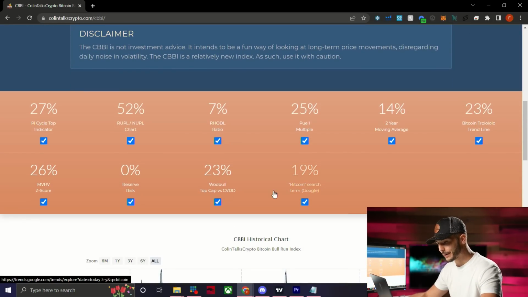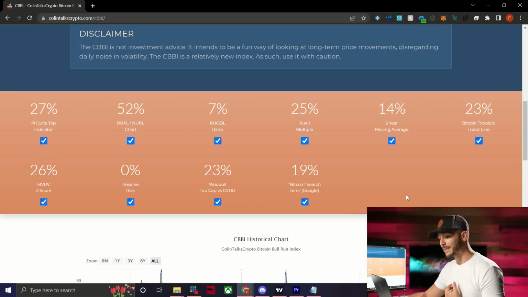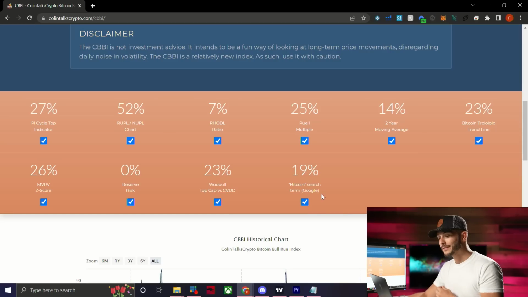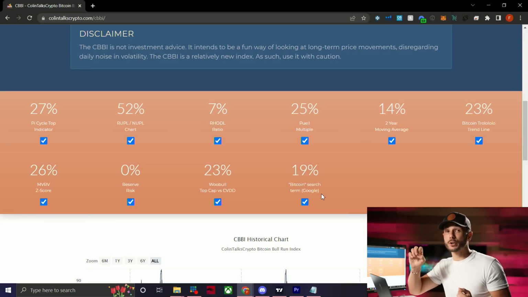Now, if we continue down a little bit here, you can actually see the 10 different metrics that go into calculating this chart that we're about to take a look at. So you can see here you have the Pi Cycle Top indicator, the NUPL chart, the RHODL ratio, you got the 2-year moving average. I actually really like this one. They include the Google search term analytics for the word Bitcoin, which I think is a very good thing for them to incorporate because, as you'll see in a few minutes, if you look at the Google search analytics for the word Bitcoin, you will notice that when the search term analytics peak out for the word Bitcoin, it typically lines up perfectly with our tops of cycles. So very powerful metric. I love that they incorporated this.